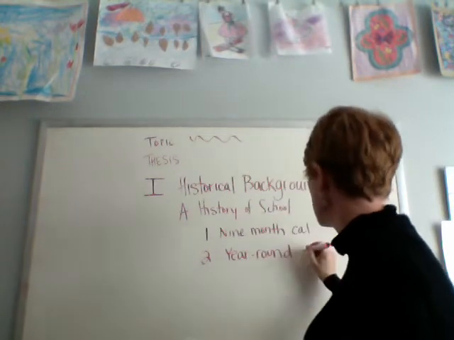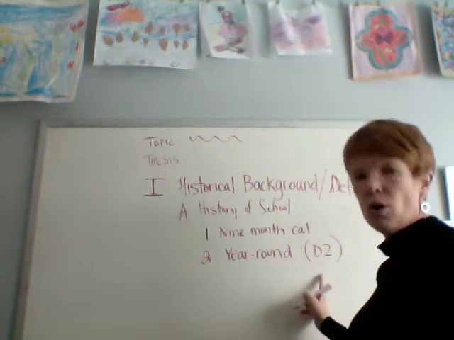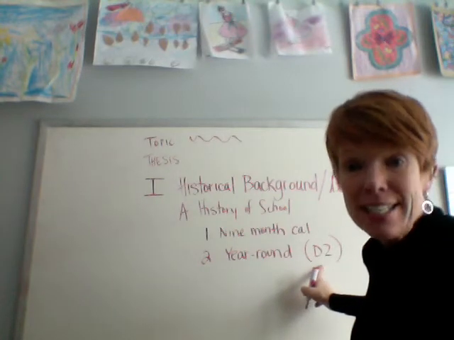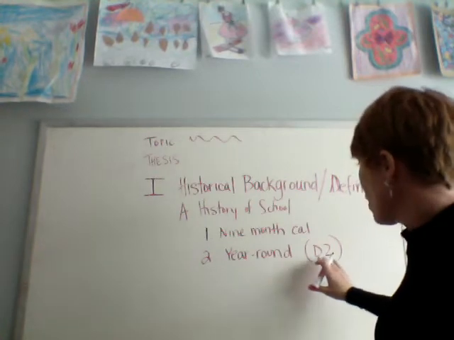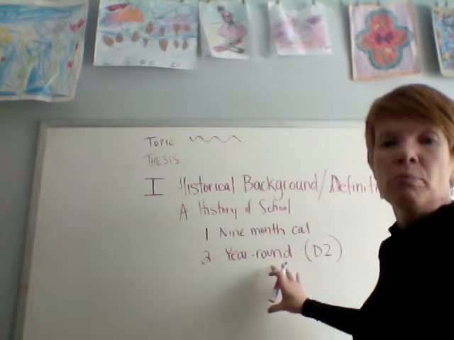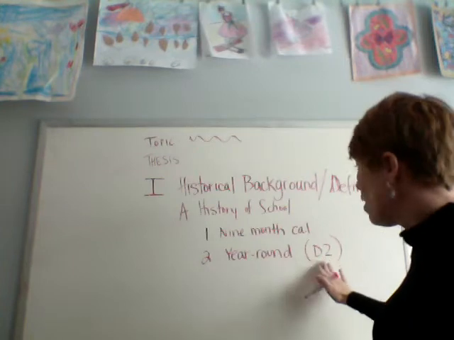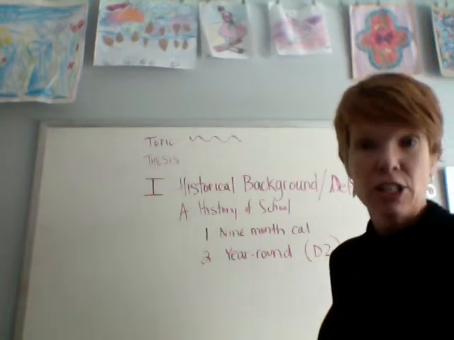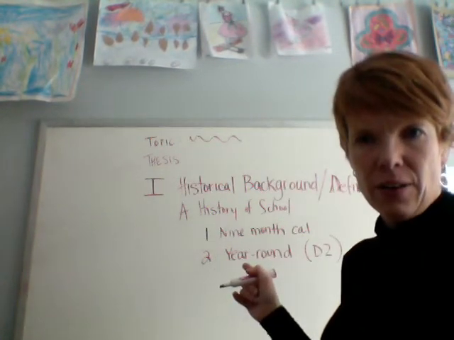Okay, now notice, after a year-round calendar, I have the parenthesis with the letter and the number. Guys, that's your index cards from research, okay? That is where I alert myself. I have research or a quote that will back this up or add to this point. So on my outline, I put it right there, okay? And you may have research, definitions, laws, all of that stuff that you find goes better in this paragraph, okay?